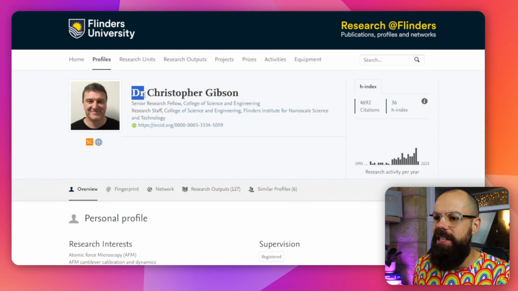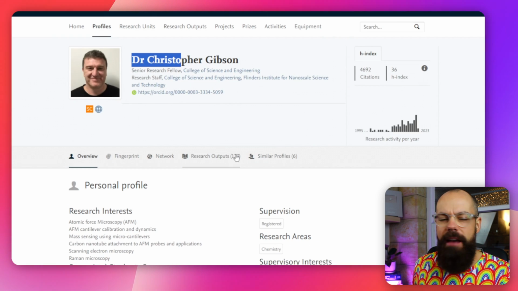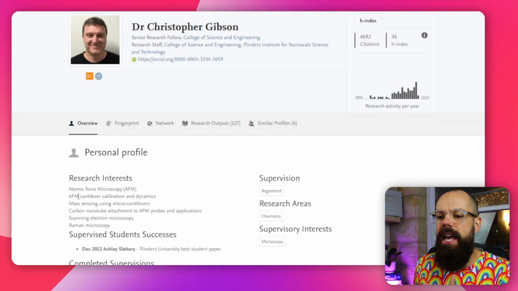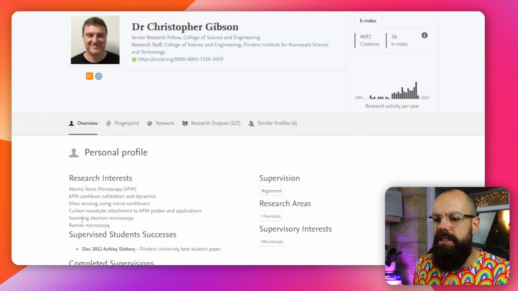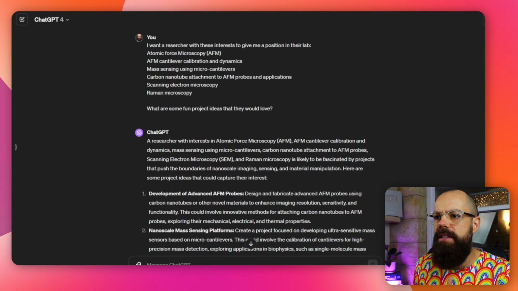So for example, if I wanted to impress Dr. Christopher Gibson at Flinders University, I'd have a look at his profile. Say I want to get into his lab, I'd be here and I'd say, okay, he's interested in atomic force microscopy, AFM cantilever calibration, scanning electron microscopy. So let's have a look to see what ChatGPT does when it mashes all those ideas together.